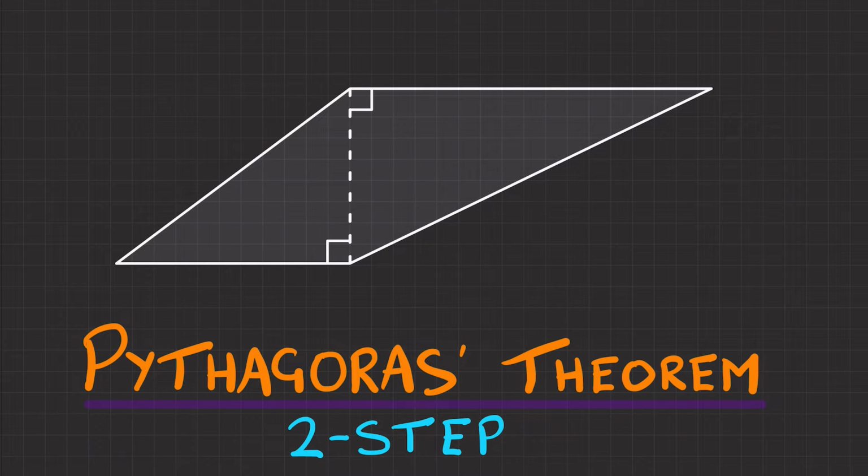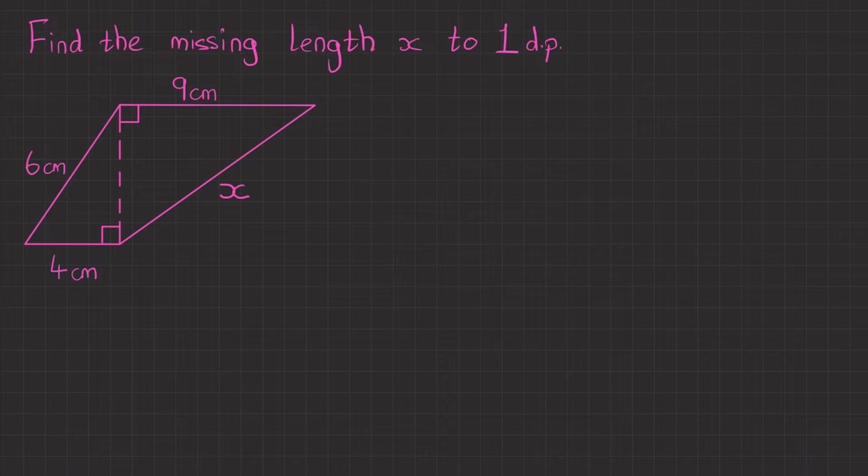Using Pythagoras' theorem to solve two-step problems. Our first problem is this: find the missing length x to one decimal place. Well, we've got this irregular quadrilateral here, but what you may notice is that it's split down the middle, with a right angle for this part of the shape and a right angle for this part of the shape. So we could view this as a compound shape.